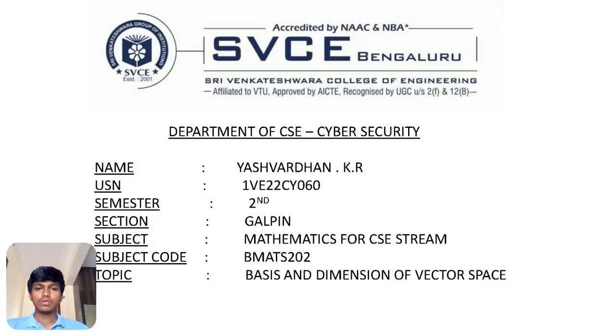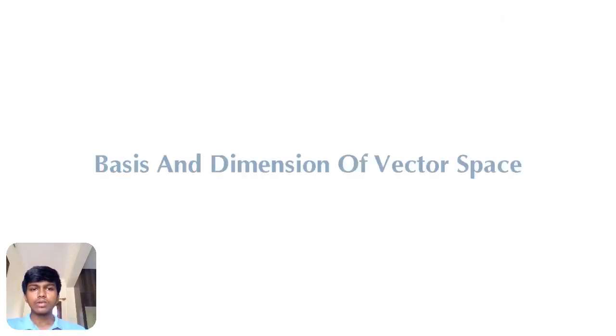In this video, we are going to discuss basis and dimension of vector space. So, in linear algebra, a basis for a vector space is a set of linearly independent vectors that spans the entire space. The dimension of a vector space is the number of vectors in its basis.